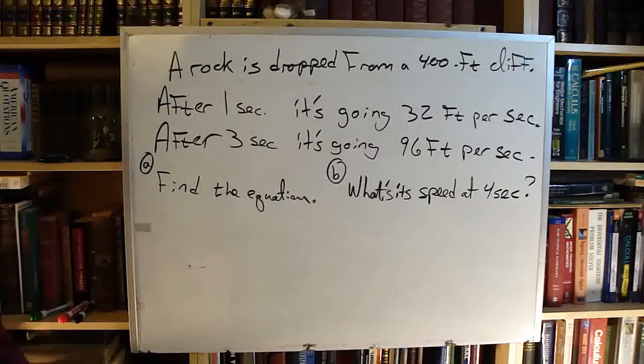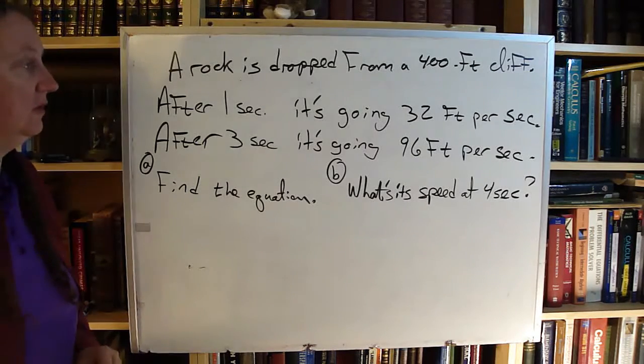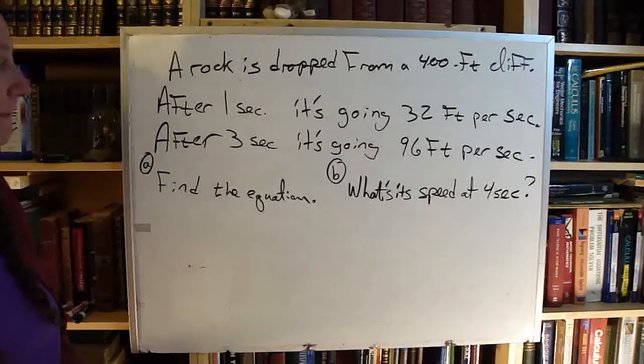A rock is dropped from a 400-foot cliff. After 1 second, it's going 32 feet per second. After 3 seconds, it's going 96 feet per second. A. Find the equation. And B. What is its speed at 4 seconds?